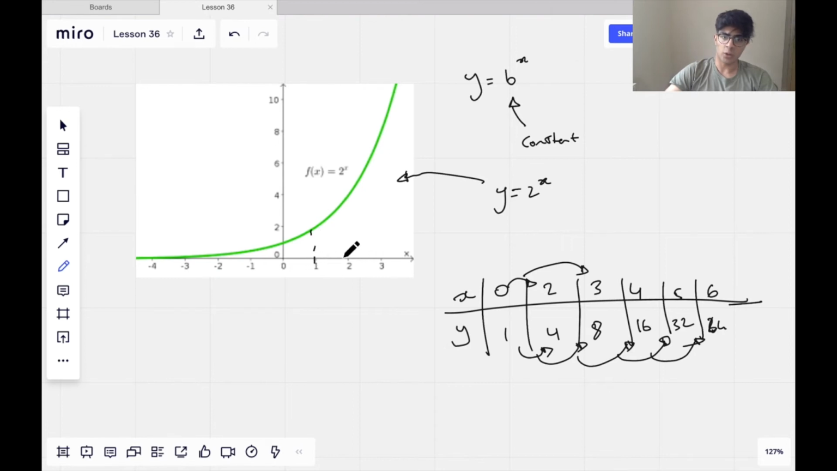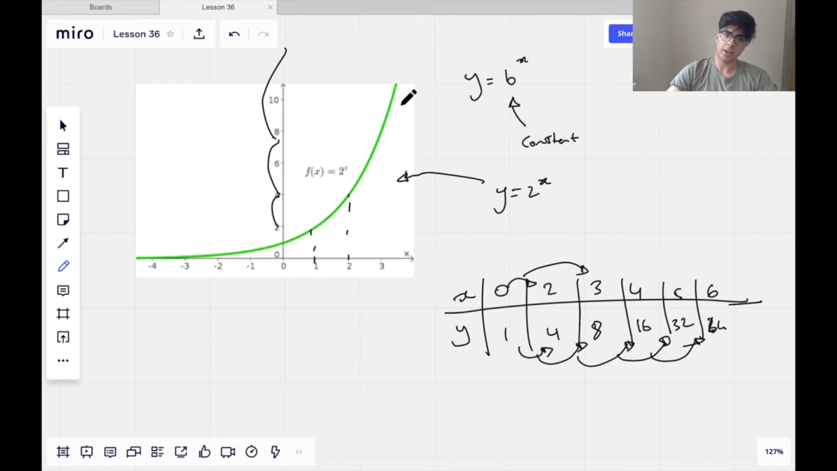For every one we go along here, we're doubling the y value. So it goes from 2 to 4, then to 8, and then 16 is not even on here, right? So 16 will be somewhere up here. It grows really quickly, and this is called an exponential graph.